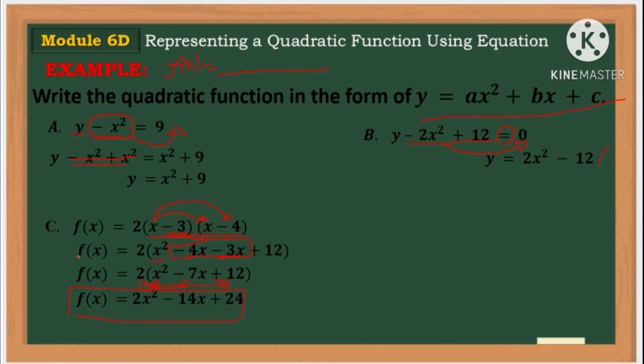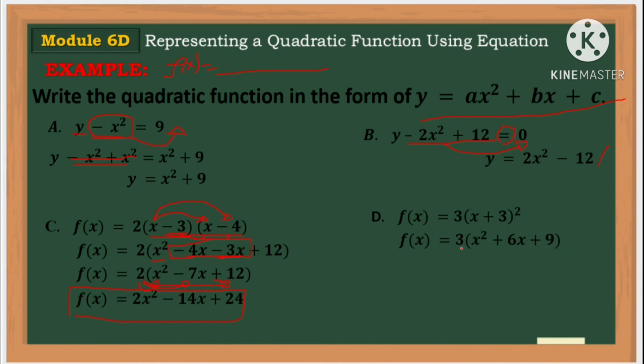Okay? So, next, last, letter D. So, f of x is equal to 3 times the square of the binomial x plus 3. So, meron tayo dito, basic, yung shortcut natin. So, squared yung first term. So, x times x is squared. So, twice the first term and the last term, or 2 times 3 times x. That is 6x. Then 3 times 3, 9.